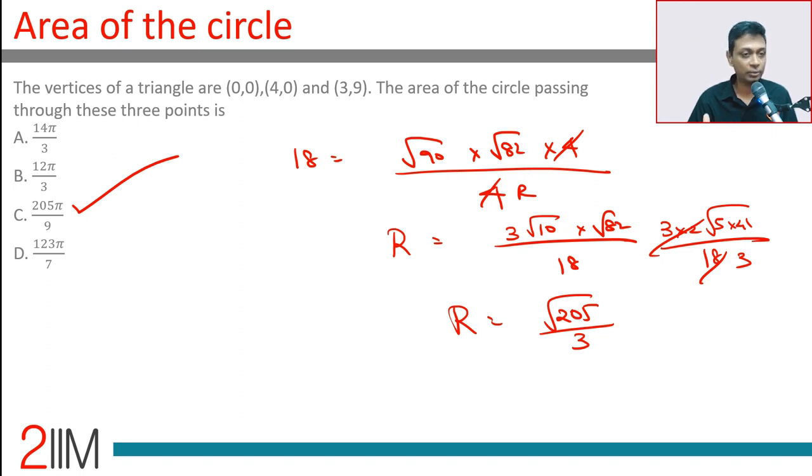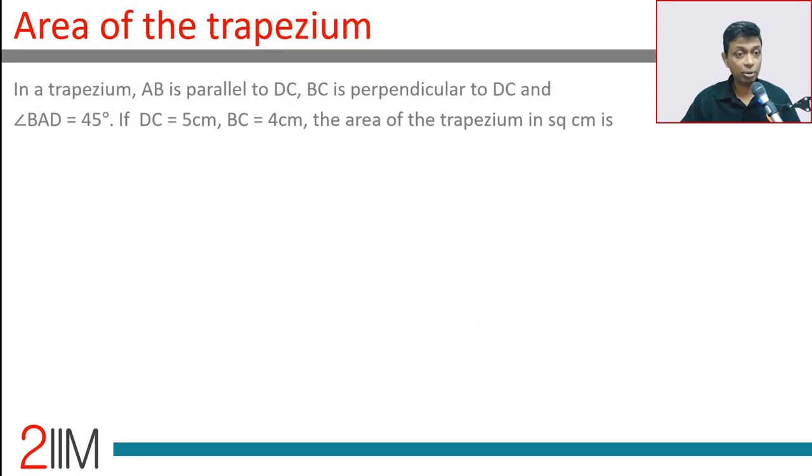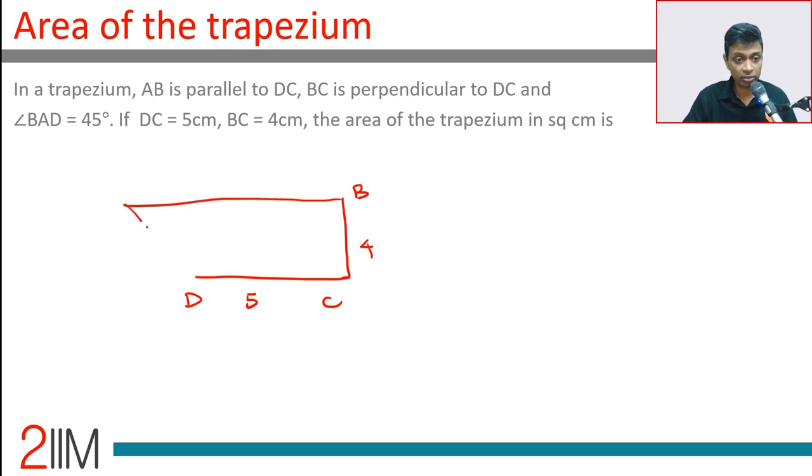That's just a nightmare. In a trapezium ABCD, AB is parallel to DC, BC is perpendicular to DC. Say this is DC, this is 90 degrees, and AB is parallel. DC is 5, BC is 4, angle BAD is 45. So it's a diagram like this.